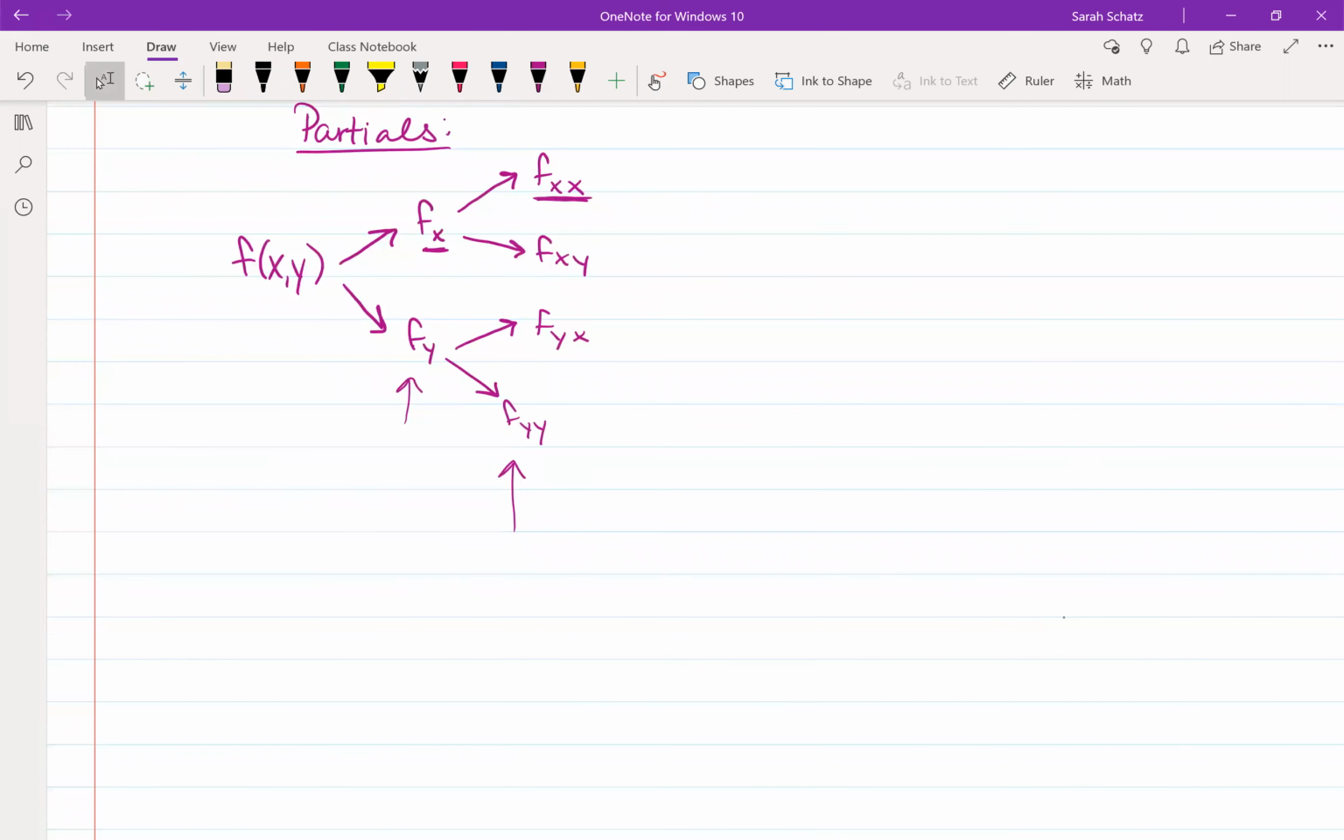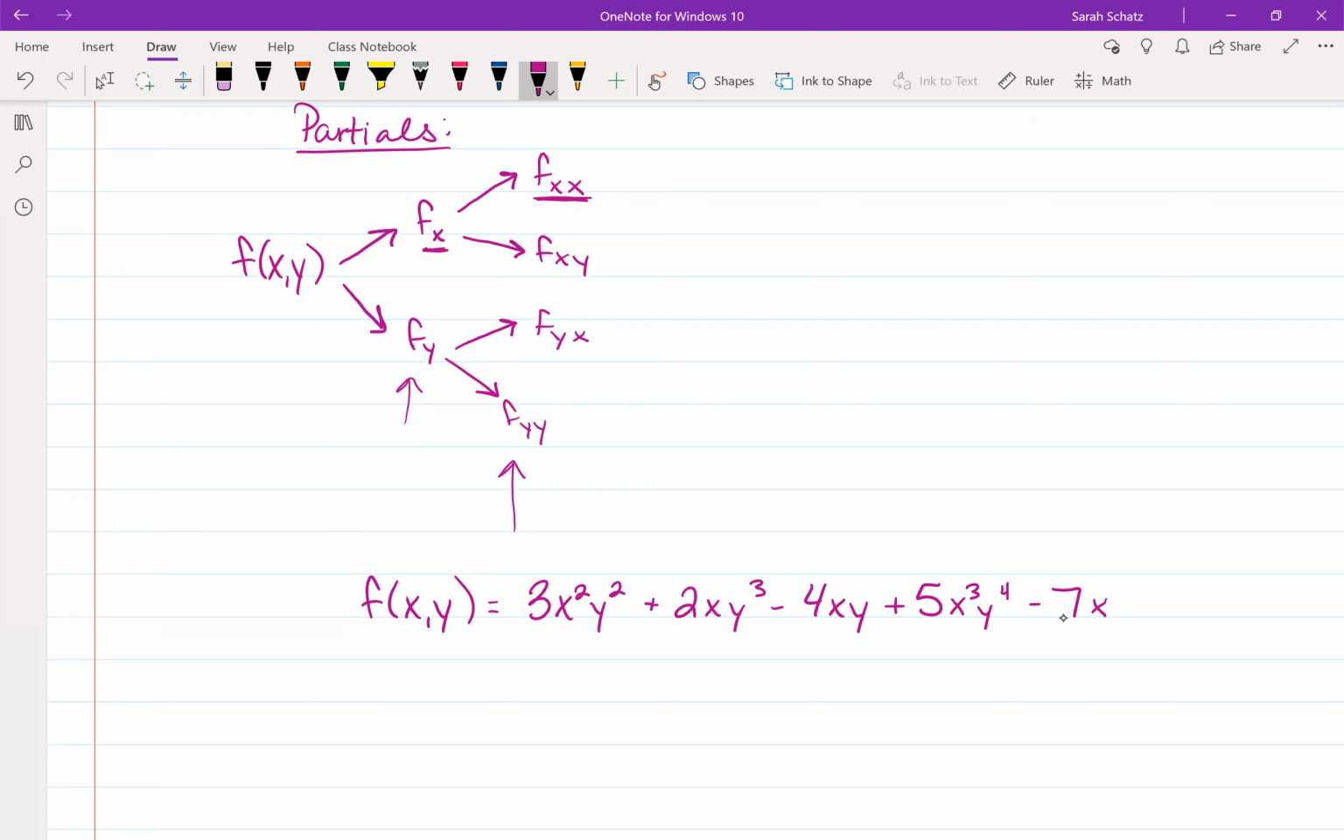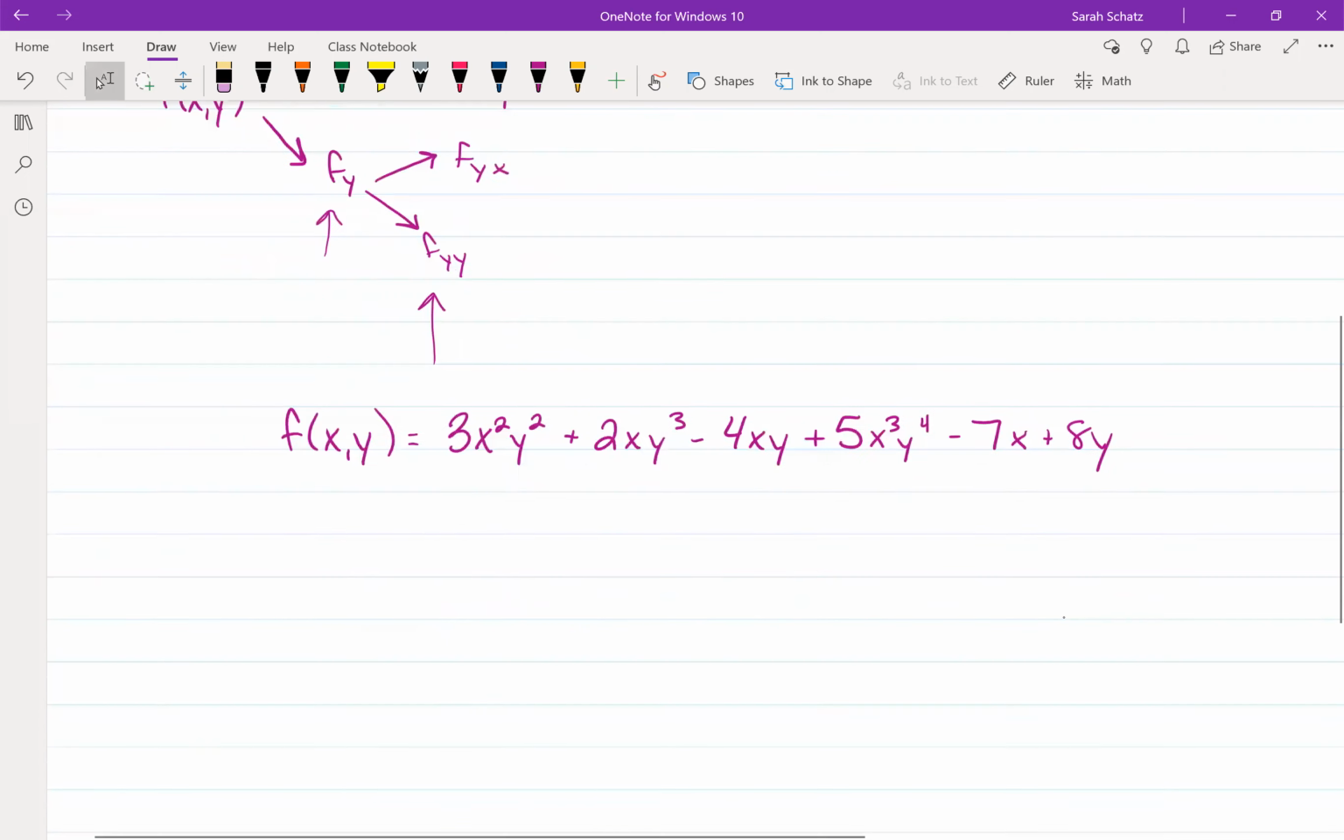So let me give you a function, and we're going to do a lot of things with this function. So I'm going to make it kind of long, make sure it involves everything I want it to involve. So let's say that our function f of xy equals 3x squared y squared plus 2xy cubed minus 4xy plus 5 x cubed y to the fourth minus 7x plus 8y. I'm not going to put constants on it. But yeah, so long function.